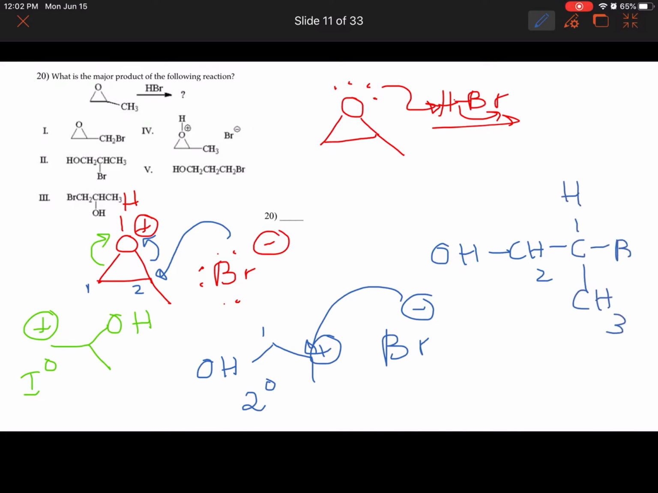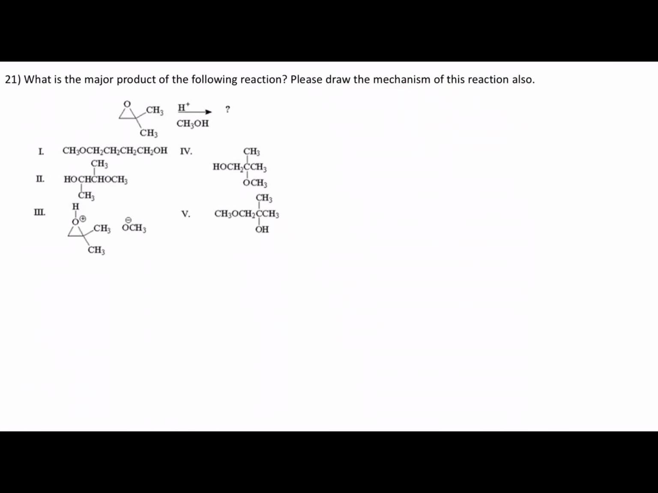So as a result you will get this final product, OH group on the first carbon, and on the second carbon you have the substituent methyl group as well as the bromide attached to that.